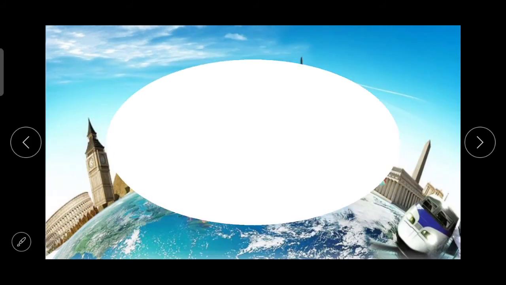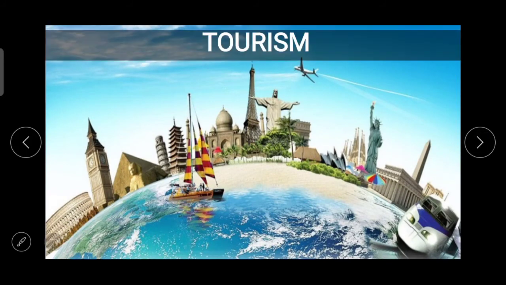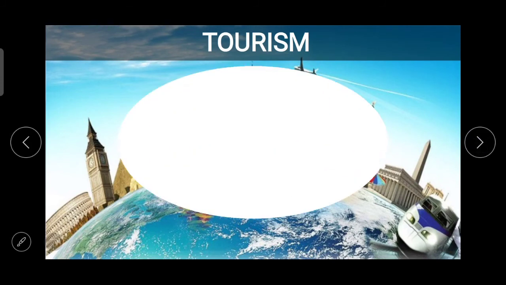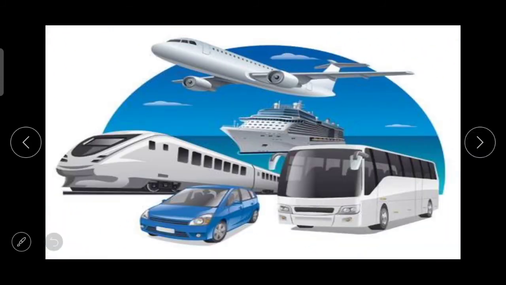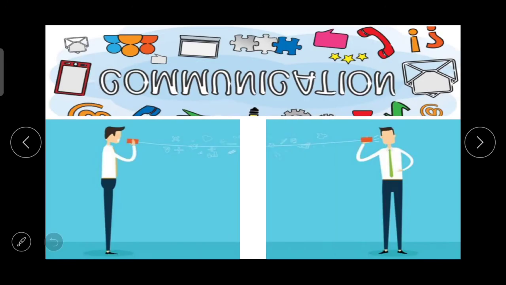My dear students, today in Standard 10's Geography, we'll be learning the topic tourism, transport and communication. So in this topic, we are going to talk about the tourism, transport and communication of India and Brazil.